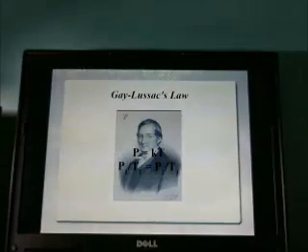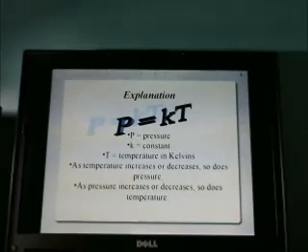Gay-Lussac's law shows the relationship between pressure and temperature. It states that P equals KT, or P1 divided by T1 equals P2 divided by T2. In the equation P equals KT, P stands for pressure, K stands for a constant, and T stands for temperature in kelvins. Pressure and temperature are directly related according to this law, so as one increases or decreases, the other also increases or decreases.